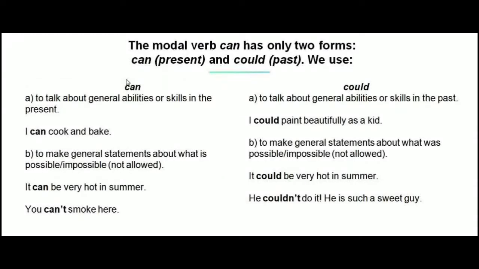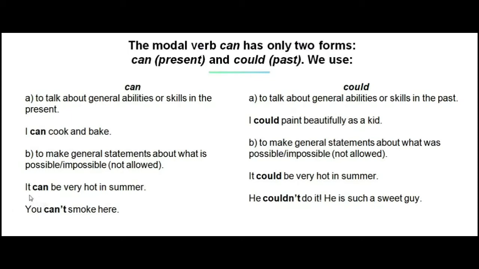Now, the modal verb can has only two forms, can in the present and could in the past. Now, we use can, A, to talk about general abilities or skills in the present. For example, I can cook and bake. General ability or skill. B, to make general statements about what is possible or impossible, not allowed.